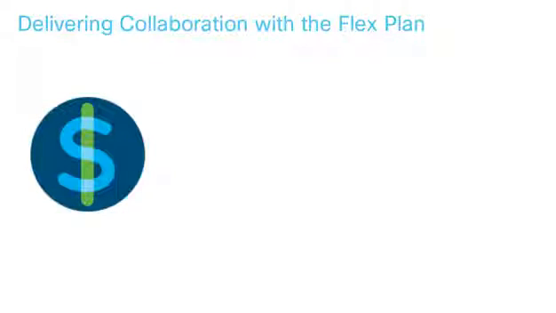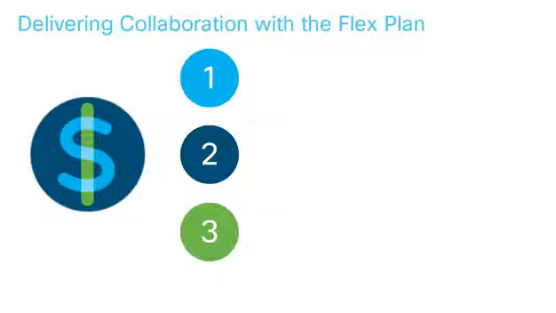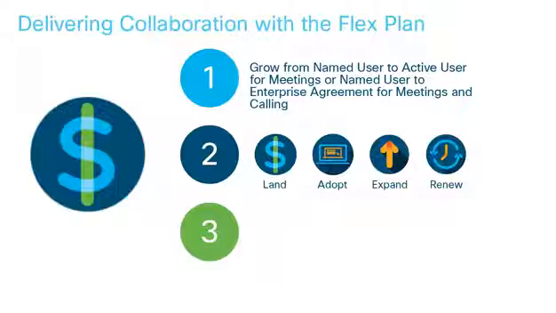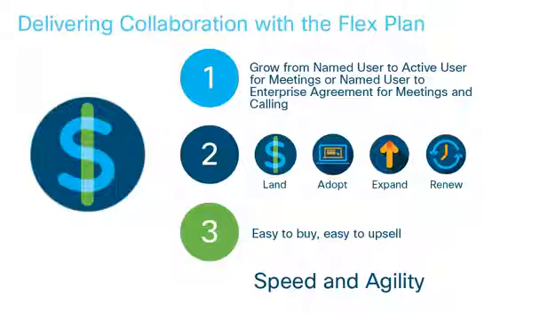Delivering collaboration is as simple as 1, 2, 3. First, grow from named user to active user for meetings, or named user to enterprise agreement for meetings and calling. Then go on to the land, adopt, expand, renew journey. Lead with the meeting experience, bundled audio, unlimited storage, and expanded scale. Finally, collaboration is easy to buy, easy to upsell, and easy to align to the land, adopt, expand, renew model with the tools we use at Cisco. Your customers get the speed and agility they require to take their business to the next level.